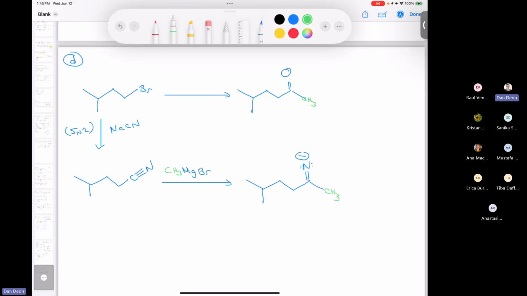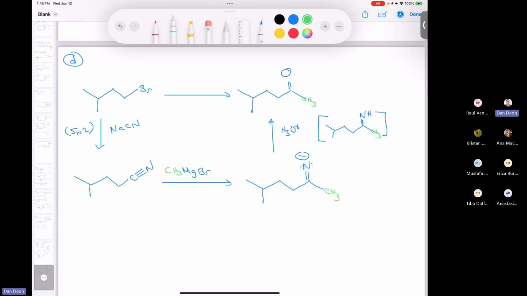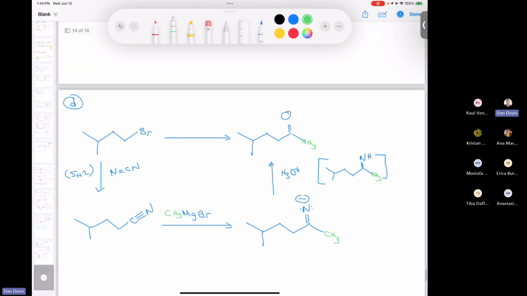And so in the last step, when you do the proton transfer with H3O plus, that's going to make the imine. So if I treat it with H3O plus, I am going to end up with the imine as an intermediate. But remember, if you put an imine in aqueous acid, it's going to hydrolyze all the way to the carbonyl compound. So that's another way of doing the exact same problem.